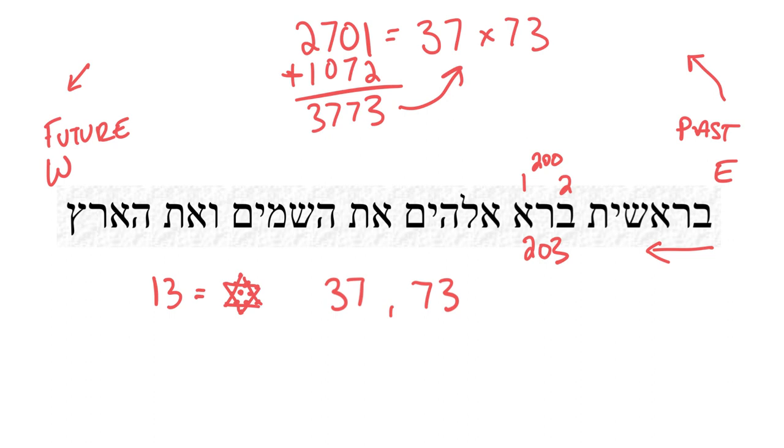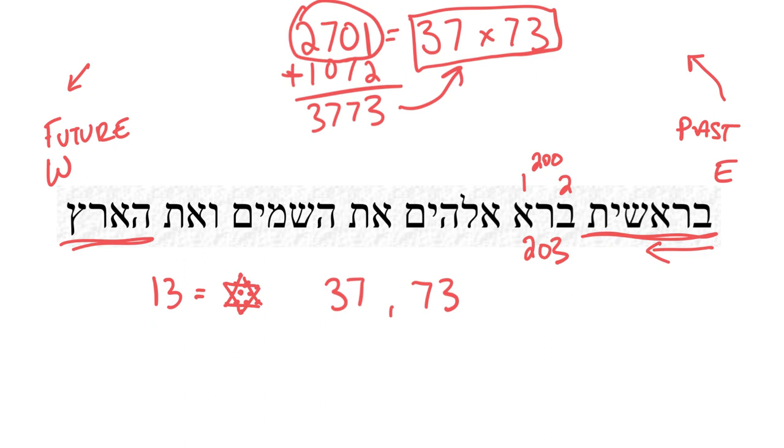Okay, so the sun is a star. That's what the sun is. And so this verse, 2701, is made of two stars. So this idea of it starting with a star in the east and ending with a star in the west is reflected mathematically.